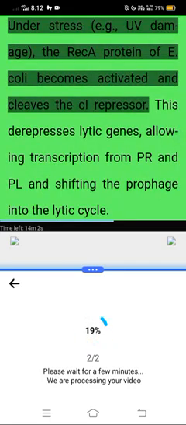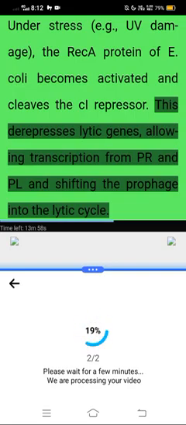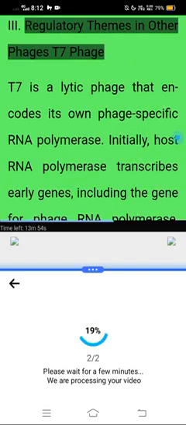Under stress, e.g., UV damage, the RecA protein of E. coli becomes activated and cleaves the cI repressor. This derepresses lytic genes, allowing transcription from PR and PL and shifting the prophage into the lytic cycle. Regulatory themes in other phages.